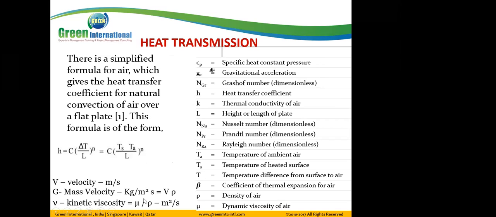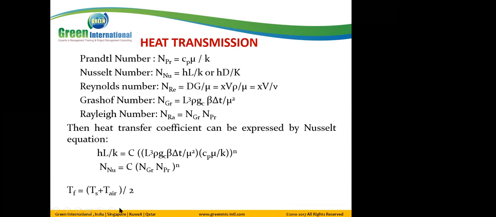You can see all the abbreviations here. Capital V is the velocity in meters per second. G is your mass velocity, which is nothing but kg per meter squared per second, which is V into rho. This nu is also called kinematic viscosity, which is mu by rho. So these numbers, you have to memorize.